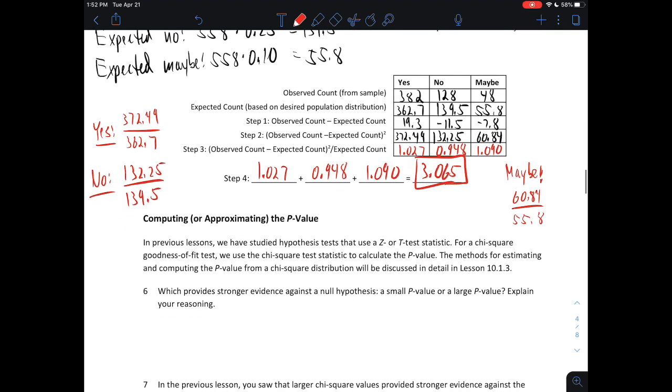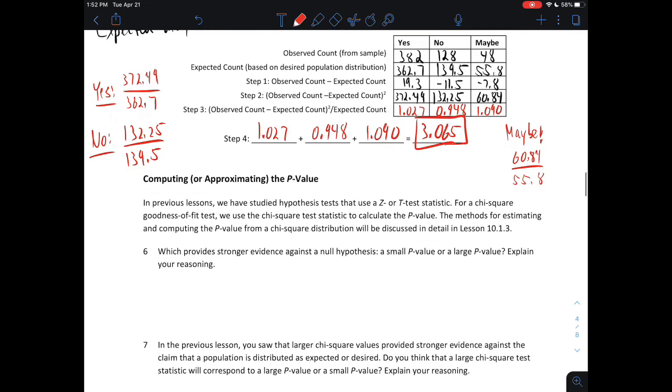Okay, so we just found a test statistic for a hypothesis test. You can think that what comes next is a p-value. In previous lessons, we have studied hypothesis tests that use a z or t test statistic. For a chi-square goodness of fit test, we use the chi-square test statistic to calculate the p-value. The methods for estimating and computing the p-value from a chi-square distribution will be discussed in detail in the next lesson, 10.1.3. But for now, let's take a look at these questions.